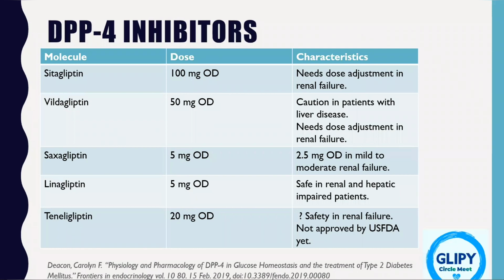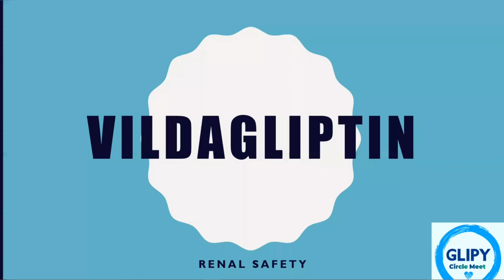So again, the same repetition of this slide. I said that for teneligliptin, we need to look at the safety issues in patients with renal failure. And if you have a person with impaired hepatic function, the use of vildagliptin and even sitagliptin needs to be a little more careful. And teneligliptin is not yet approved by the US FDA, I believe.